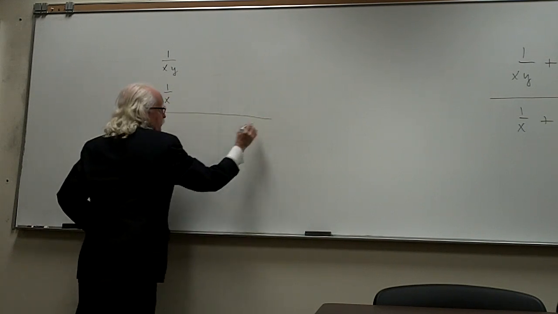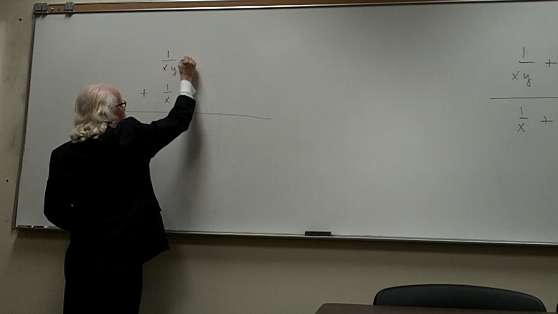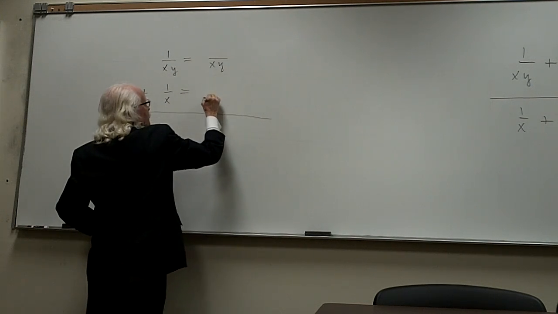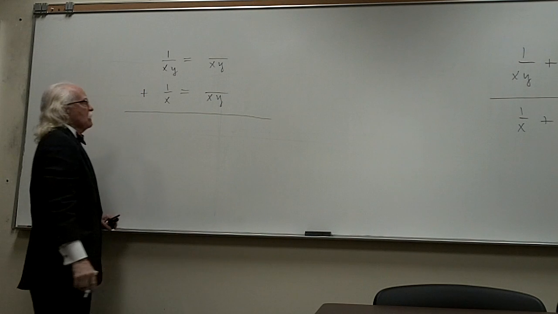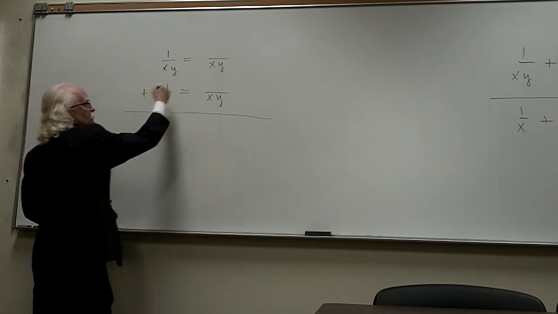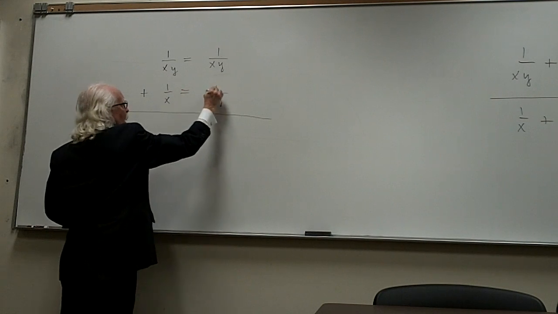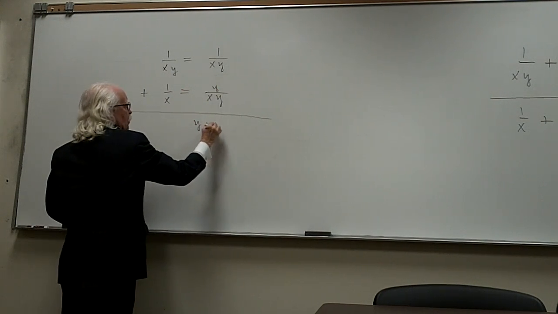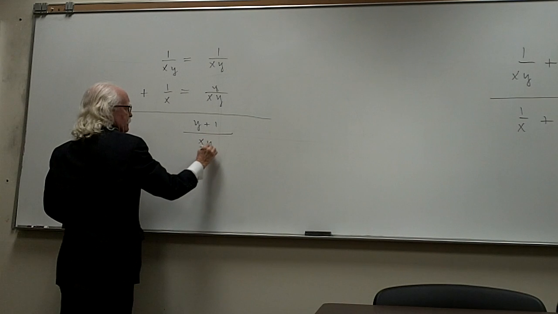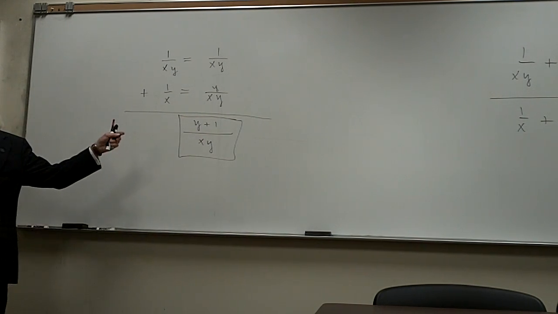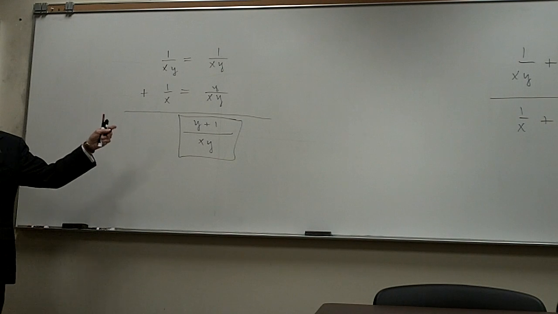Let's do the top one first, okay? Is that fair enough? The common denominator is going to be this, clearly, right? So the top one becomes this, and this divides this y times, this is y. Now this is y plus 1 over what? xy. Everybody okay? So that's the top one, right?